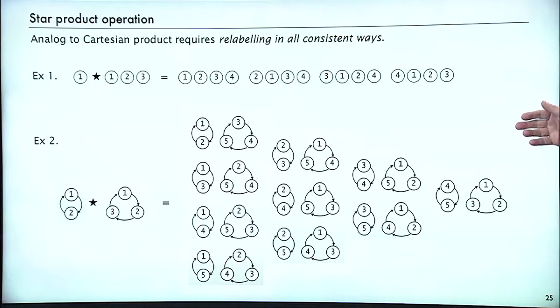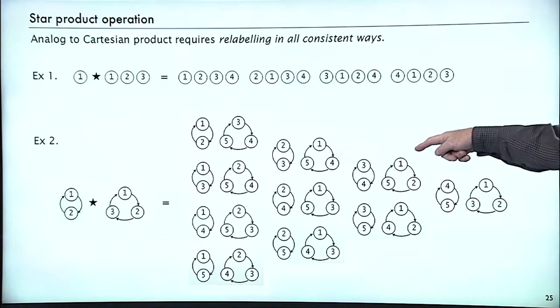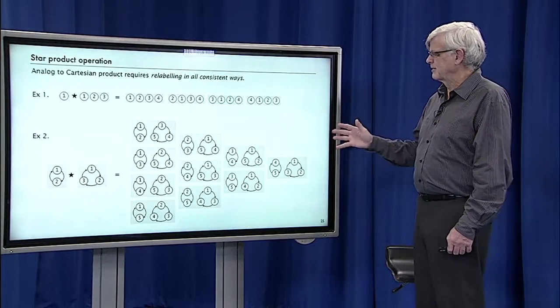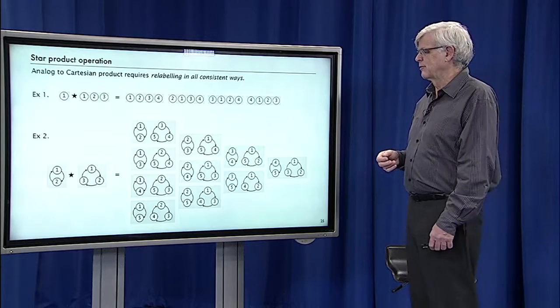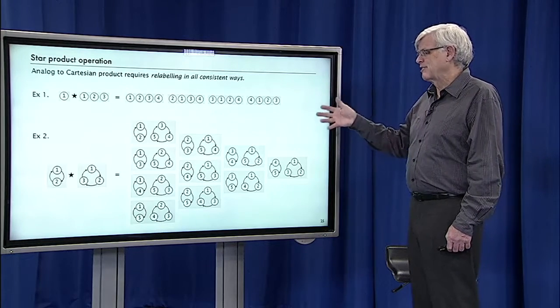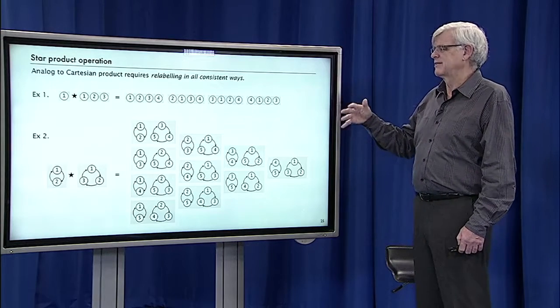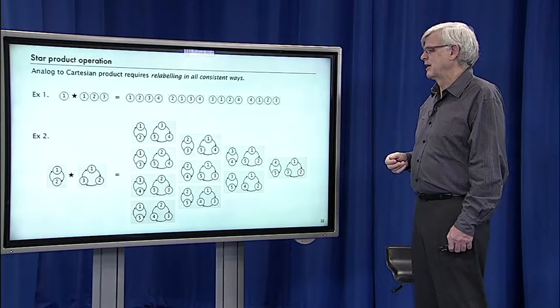Second column is the top one being 2, 3, and 4. Then after you've labeled the 2-cycle, you take the remaining labels and assign them to the 3-cycle, but you have to be consistent and maintain the order. So for example, with 3, 4 as the labeled 2-cycle, the remaining labels are 1, 2, and 5, and they have to go in that order. So that's the star product operation: relabel in all consistent ways. And when we get to applications, we'll see why that's not just intuitive, that's fundamental to working with labeled objects.